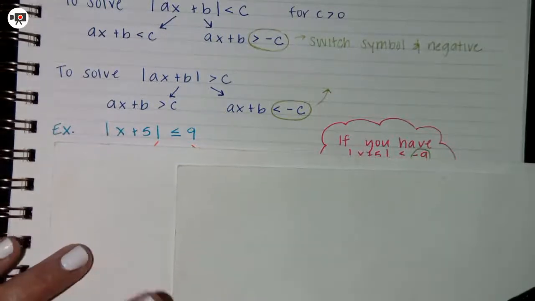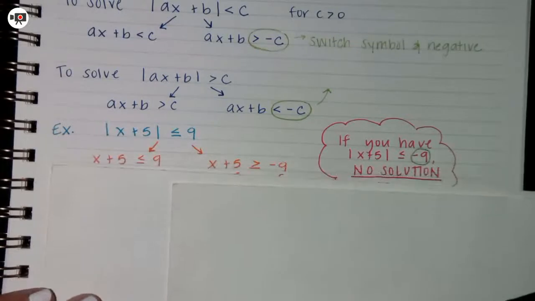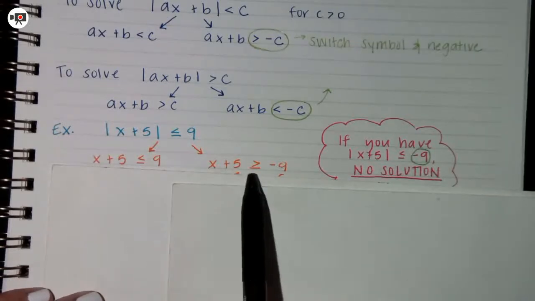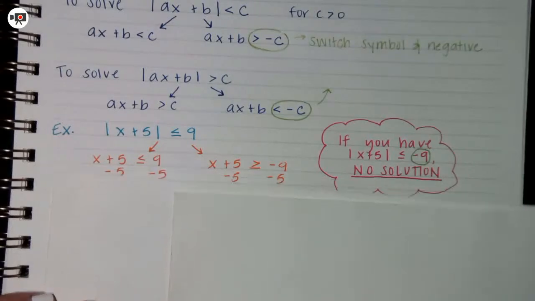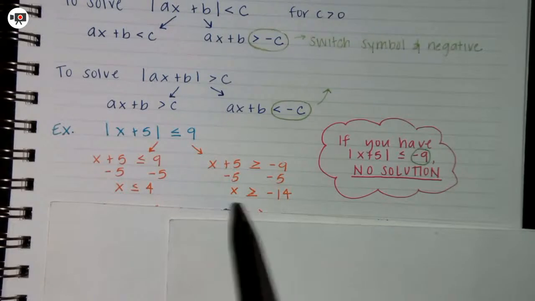So if we have the absolute value of x plus 5 is less than or equal to 9, we split it. X plus 5 is less than or equal to 9, and x plus 5 is greater than or equal to -9. Solve each side for x, and x is less than or equal to 4, and x is greater than or equal to -14.